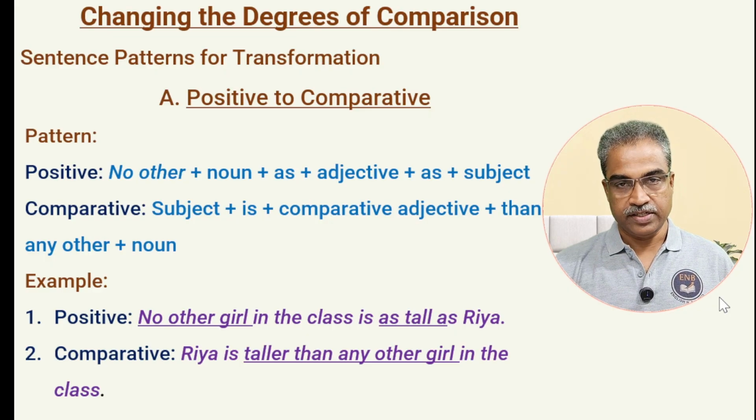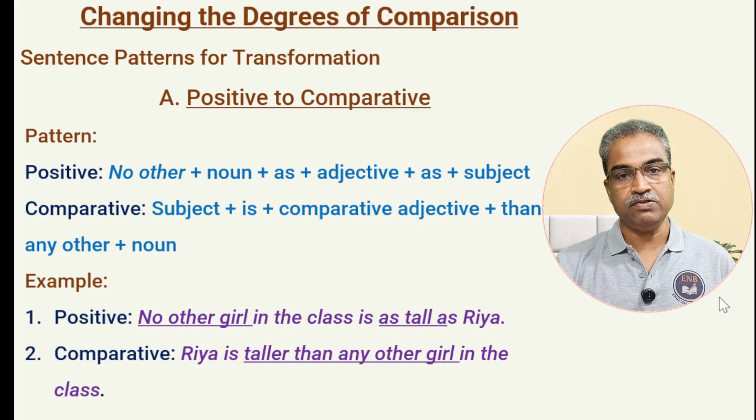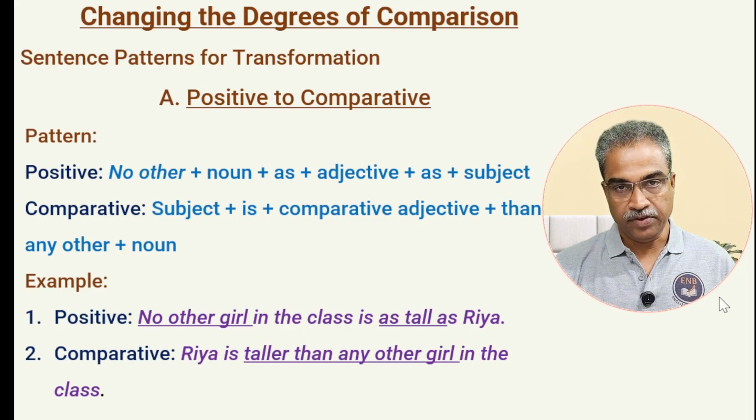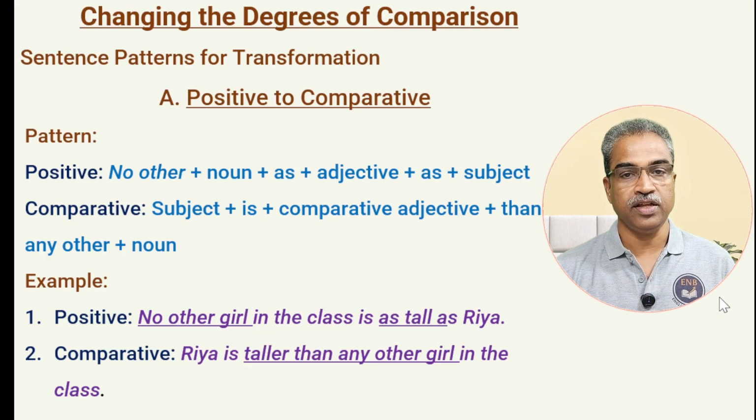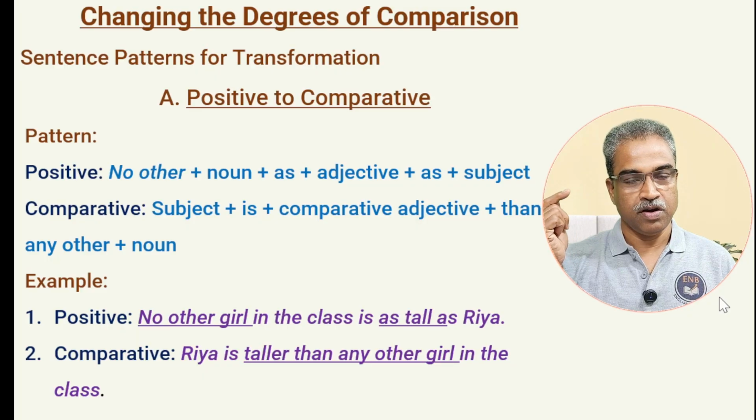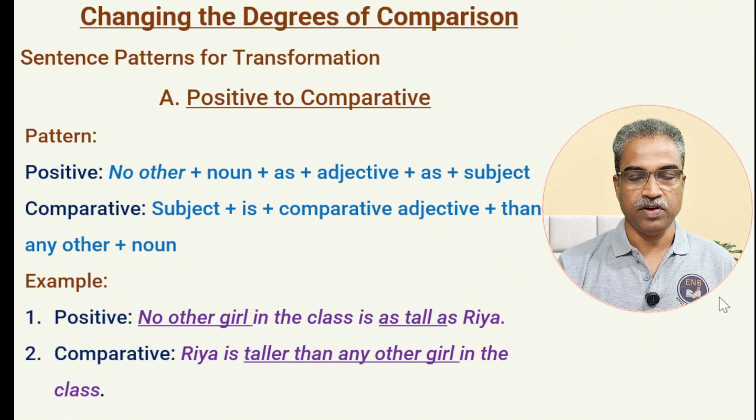Next is sentence patterns for transformation. Now we are going to study how to change a positive sentence, a sentence in the positive degree, to a comparative degree. Once again, without changing the meaning. So the pattern is this one. Positive pattern. See if you can keep it or register this in your brain. Positive: No other plus noun plus as plus the adjective, the quality, plus as plus the subject. Don't worry. We will see the example, then you will understand.